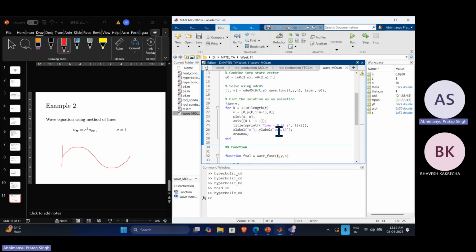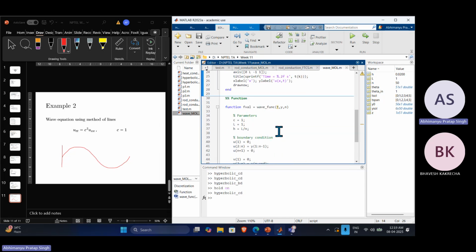We will look at the function too. Then that will become more clear. So this is my function for the wave equation. I only have one parameter, the c value, which I've taken as one. And I'm calculating my h value.